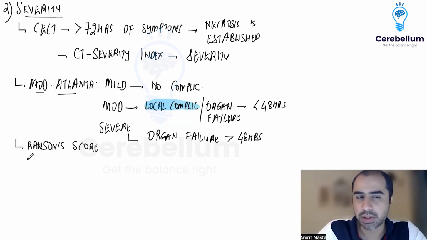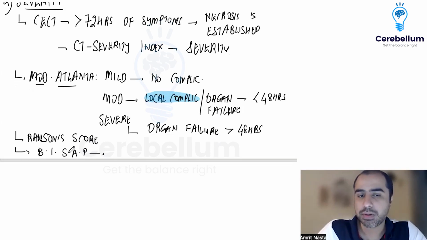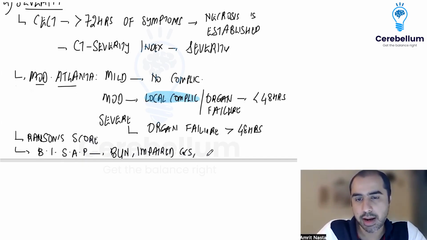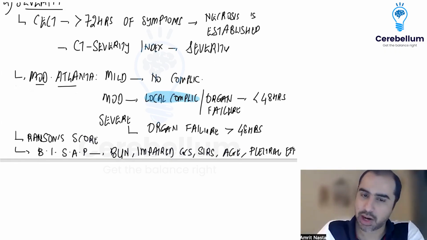And there is a very simple score which is called BICEP score. Very easy to use. इसमें 5 चीजें देखते हैं. B से BUN. I से impaired GCS. S से SIRS. A से age. And P से pleural effusion. Okay, don't worry about some of these words like SIRS, GCS. GCS we will do when we do trauma. So I'll tell you what is GCS. But these are the components of the score, BICEP score. नाम के अंदर ही सारे components हैं.